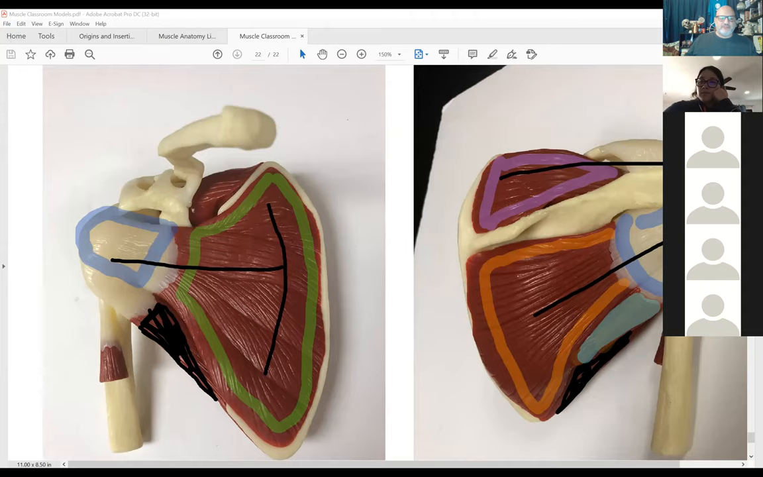And notice the teres minor has the biggest angle. So even though it's the smallest muscle, it has the most actions. It's right underneath the infraspinatus. So like the infraspinatus, it's going to adduct. Like the infraspinatus, it is going to laterally rotate. But what is the one thing that the teres minor can do that the infraspinatus cannot? Extend. Bring it back.